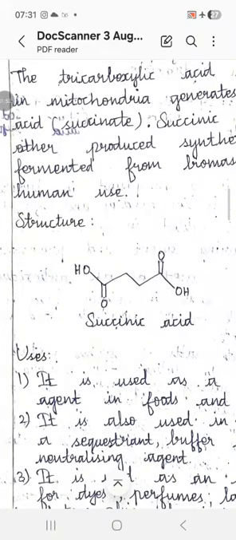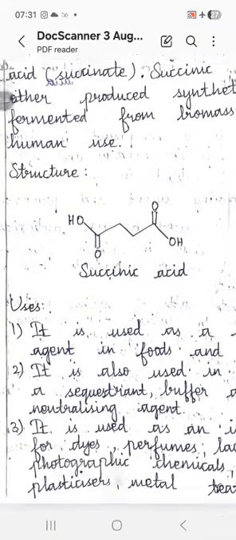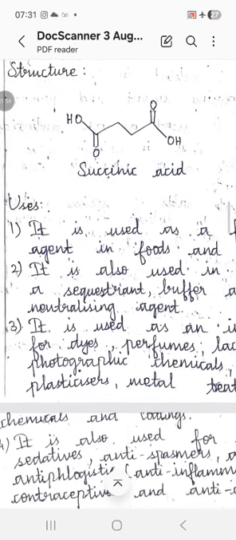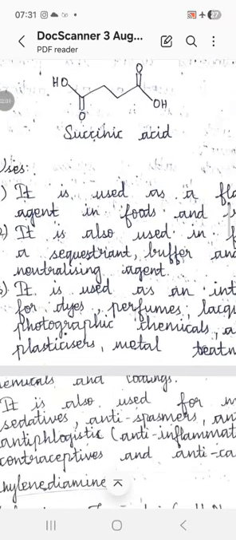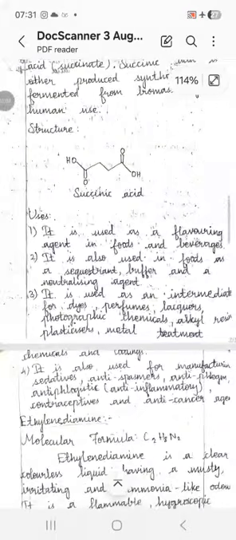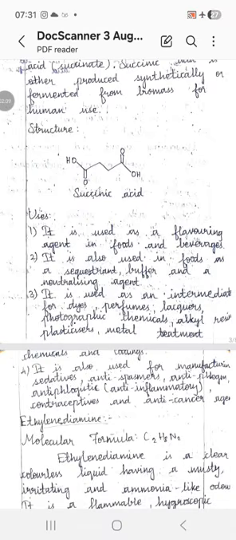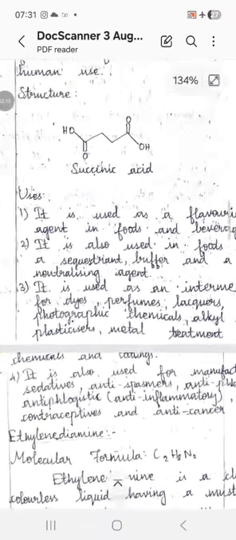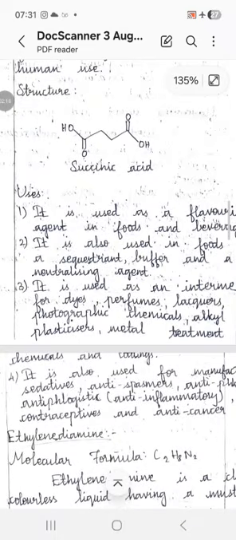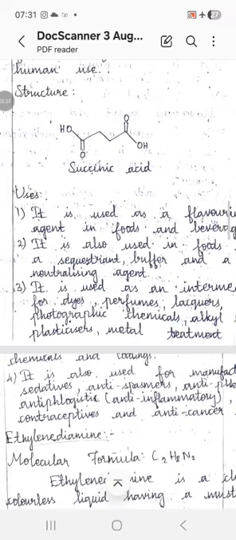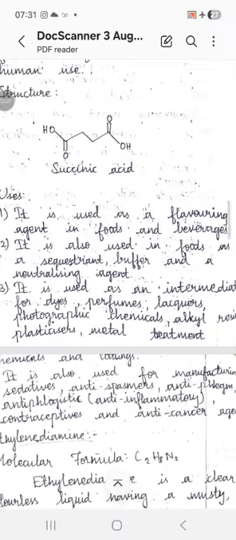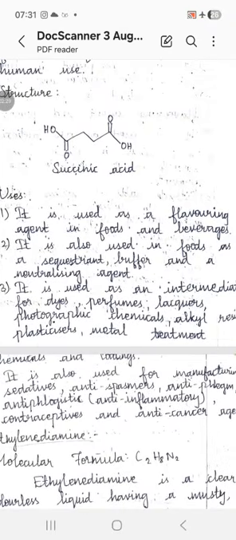Next, the structure of succinic acid. Then uses. It is used as a flavoring agent in foods and beverages. It is also used in foods as a sequestrant, buffer, and neutralizing agent.